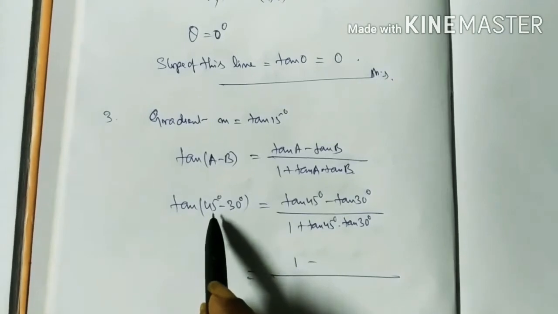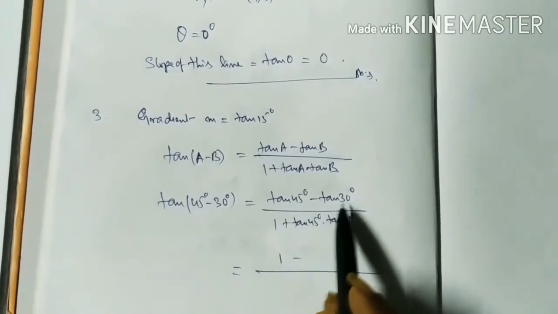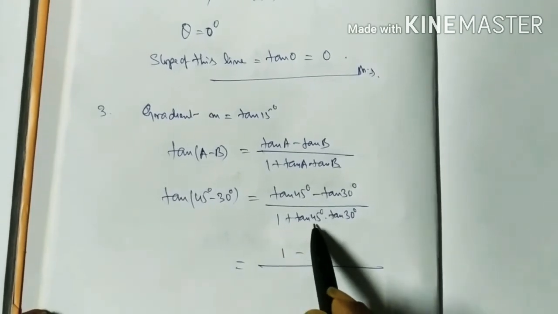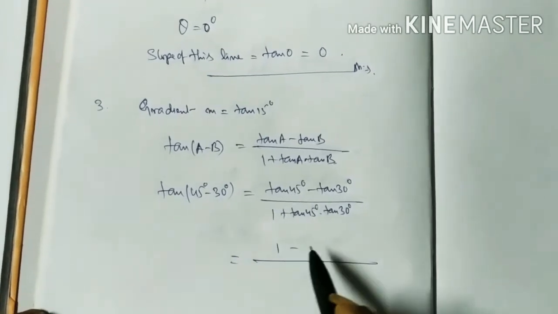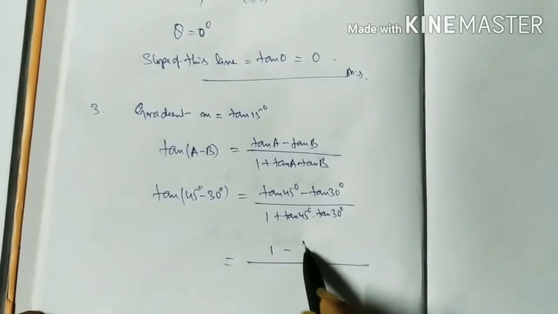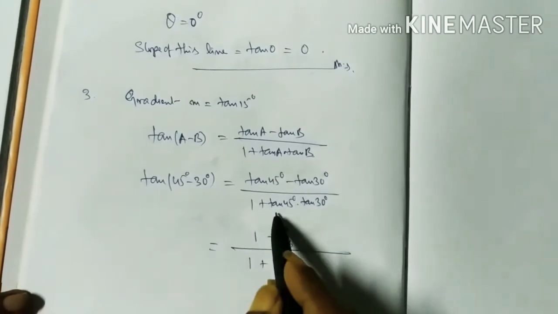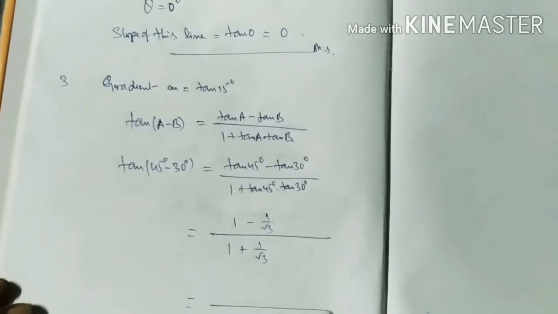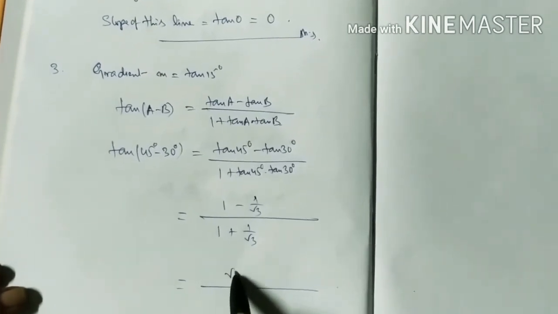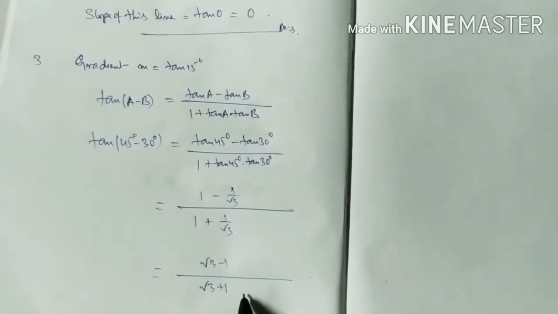So, tan (45 degree minus 30 degree) is equal to (tan 45 degree minus tan 30 degree) by (1 plus tan 45 degree into tan 30 degree). Value of tan 45 degree is 1, minus tan 30 degree is 1 by root 3, by 1 plus 1 into 1 by root 3. So here it will be root 3 minus 1 by root 3 plus 1. You can leave it here itself.